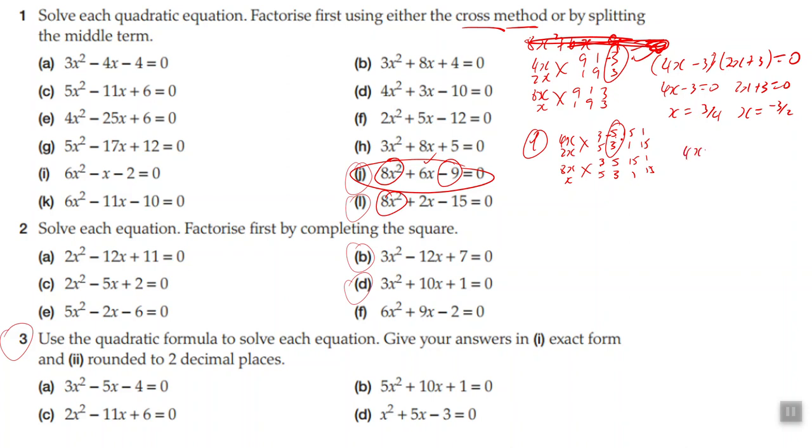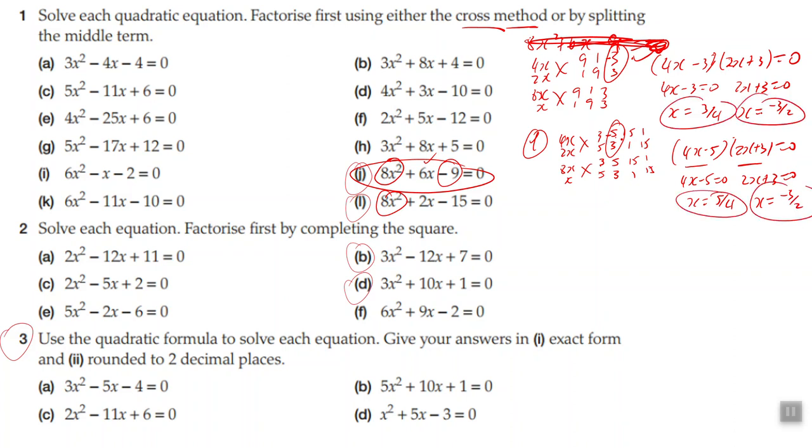So we go 4x minus 5, 2x plus 3 equals 0. So either that equals 0 or that equals 0. When we use the null factor law, 4x minus 5 equals 0, or 2x plus 3 equals 0. x equals 5 over 4, and x equals negative 3 over 2. So we've done this using the null factor law.